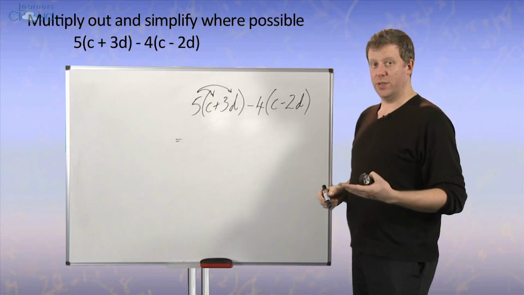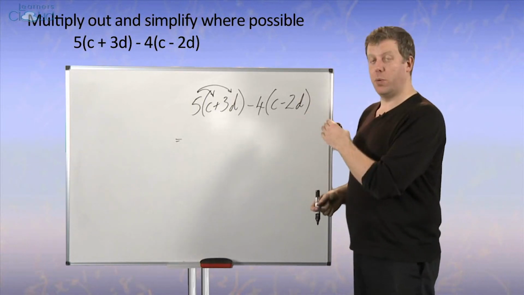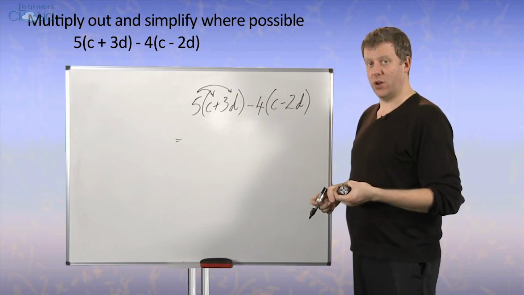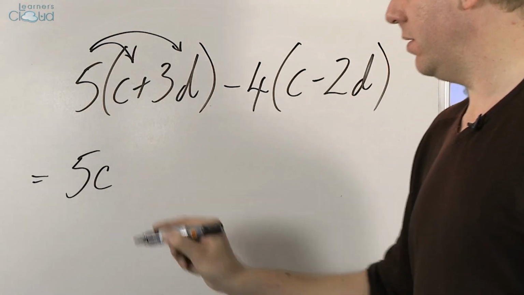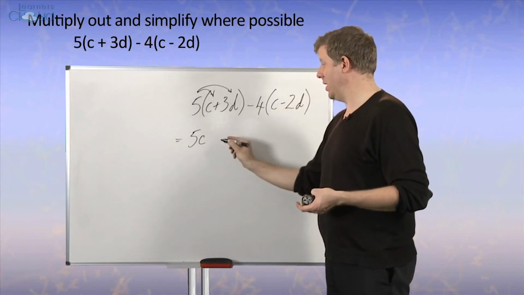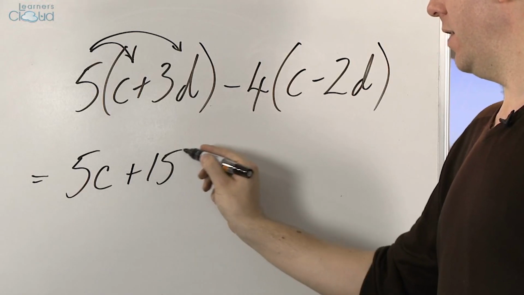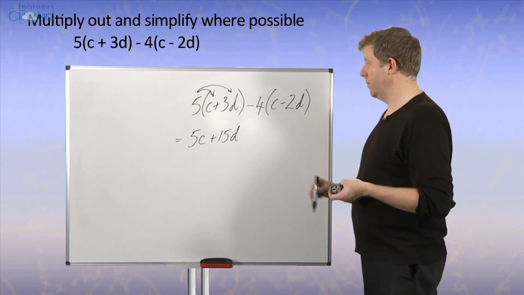I would keep putting those arrows in, even if you feel confident, because it just makes sure you multiply both terms by the number outside. 5 lots of c is 5c, and 5 lots of 3d, or 5 lots of 3 is 15, so that gives me plus 15d. That's our first bracket multiplied out.